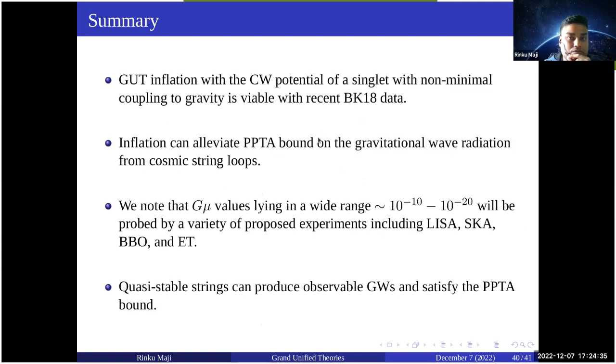Now this inflation can alleviate the PPTA bound as we have discussed. And a range of cosmic strings with string tension from 10 to the minus 10 to 10 to the minus 20 will be probed by various experiments, and the quasi-stable strings can produce observable gravitational waves and satisfy the PPTA bound. So, okay, thank you.